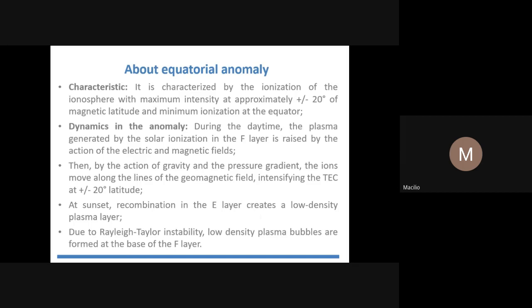After sunset, this plasma stops rising, and it moves along the lines of the magnetic field. And at the end, this density intensifies exactly at about plus or minus 20.